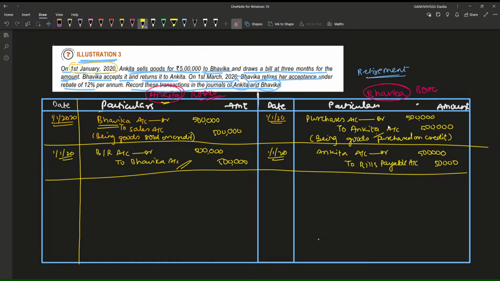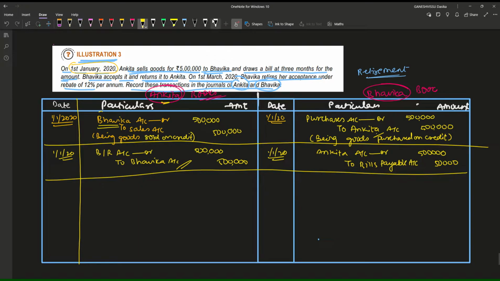In a similar sense, Ankita has been our creditor in Bhavika's books. After receiving the bill, what does Bhavika do? Bhavika removes the name of Ankita from her creditors list, for which she debits. That means in order to increase the liability, we shall credit the amount. In order to decrease the liability, we shall debit the same amount, right? So she has taken Ankita out of her creditors list. Okay. Now, what is the third entry?